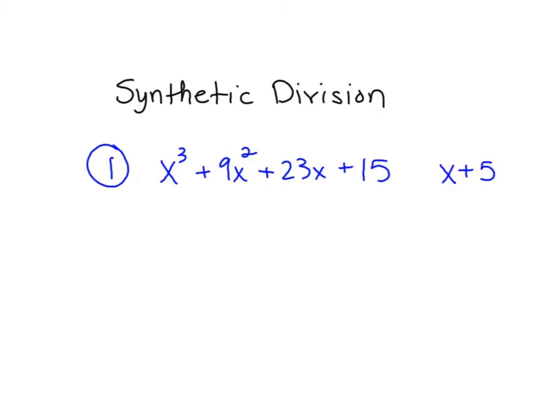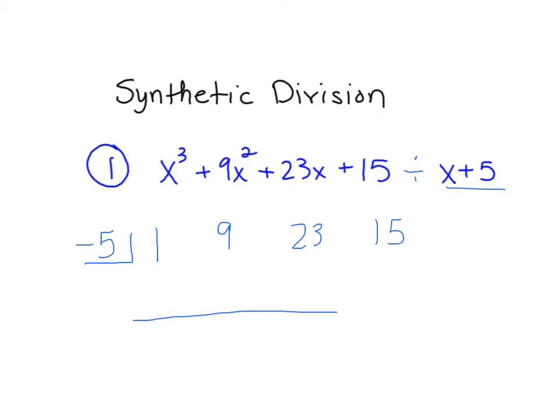Okay, let's try another example. So I'm going to put the factor in here. We're dividing by this, right? So the factor is x plus 5. The 0 is -5. Okay, and then I'm just going to write the coefficients, making sure that I'm not skipping any: 1, 9, 23, and 15. Okay, doesn't take as much room. Draw the arrow down. This goes straight down.